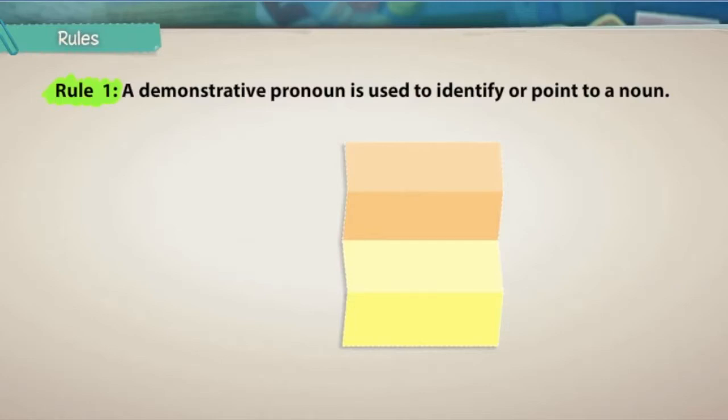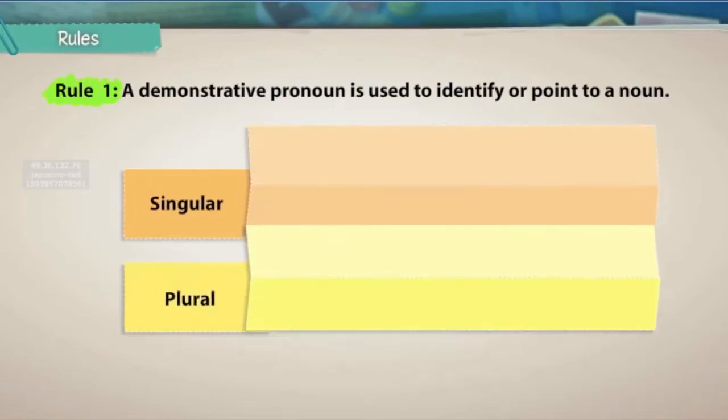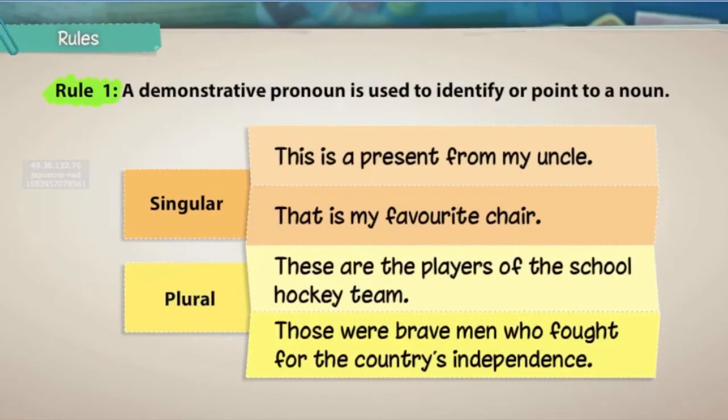A demonstrative pronoun is used to identify or point to a noun. This, that is for singular, these, those for plural nouns. This is a present from my uncle. That is my favorite chair. These are the players of the school hockey team. Those were brave men who fought for the country's independence. So these sentences refer to demonstrative pronouns.